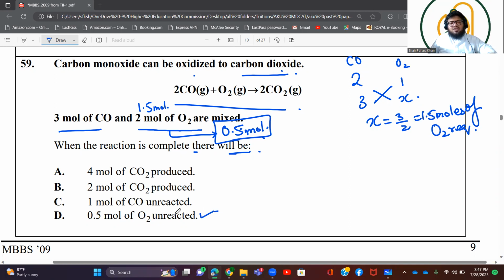So this is a correct option, but what about the carbon dioxide that is produced? It's going to be the same moles of carbon dioxide as the moles of carbon monoxide because the ratio between these two is 1:1, right? 2:2 means 1:1. So 3 moles of carbon monoxide would give you 3 moles of carbon dioxide, but you don't have any of that option. So you don't have to worry about that. Option D is the correct answer only because 0.5 moles of extra oxygen, or the unreacted oxygen, would be left because oxygen is in excess and more than the required amount.